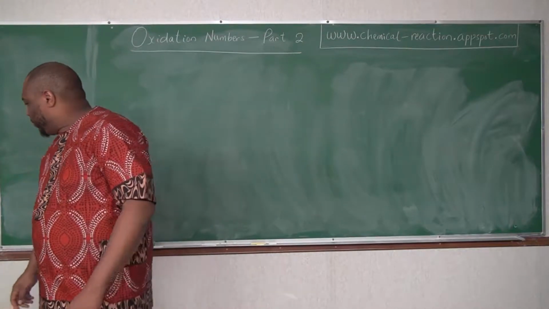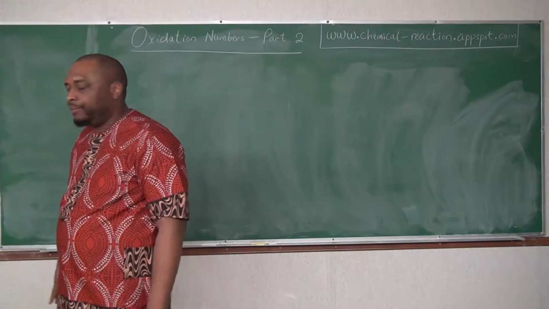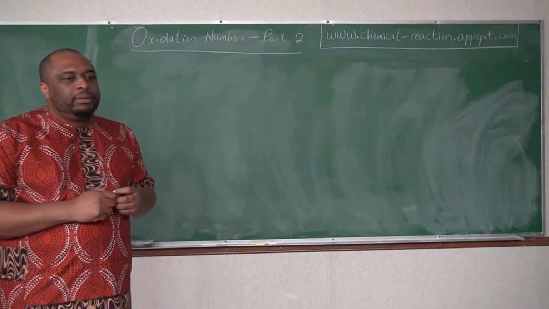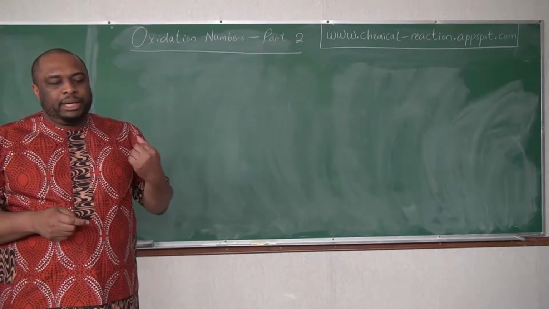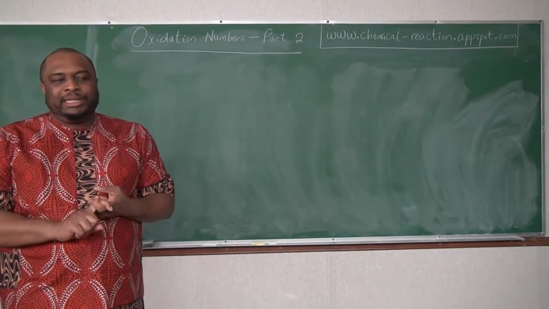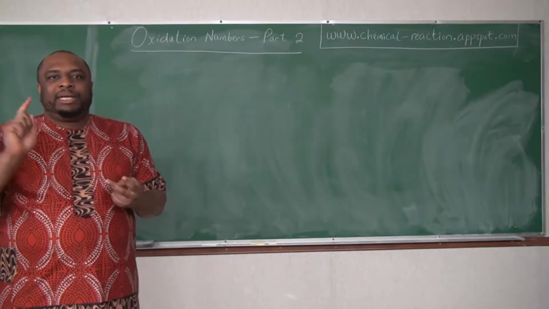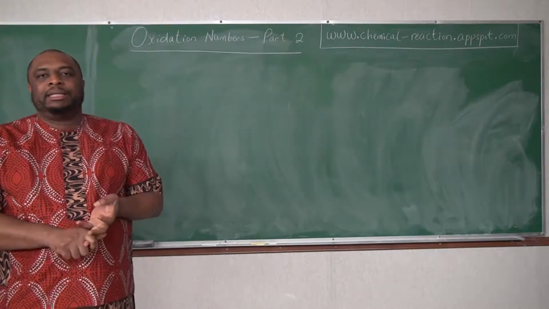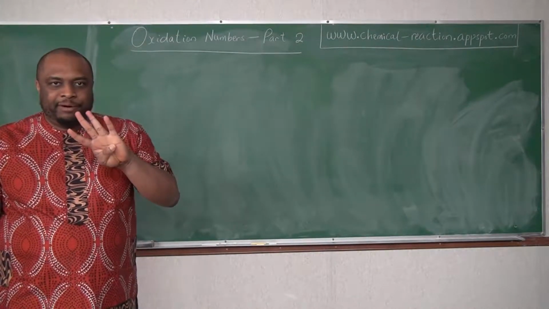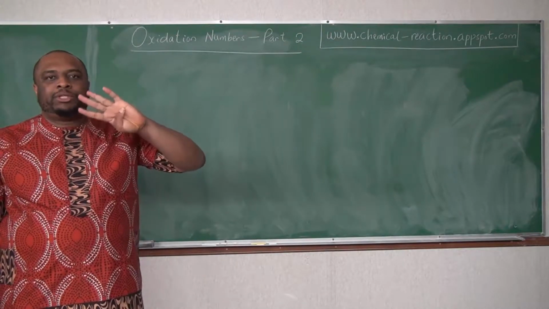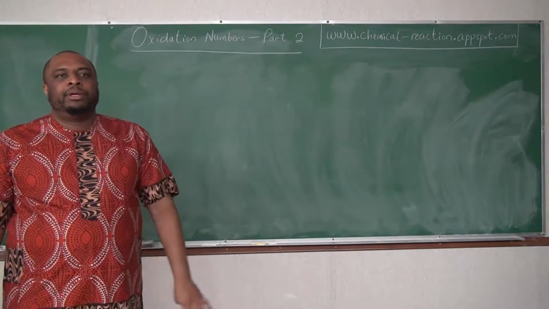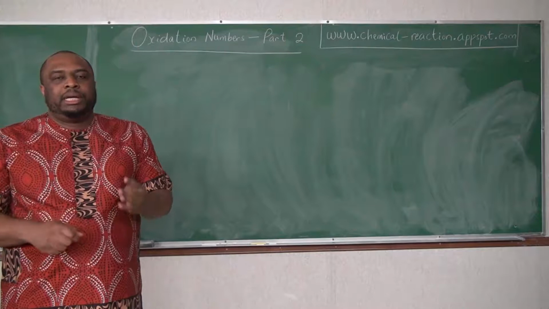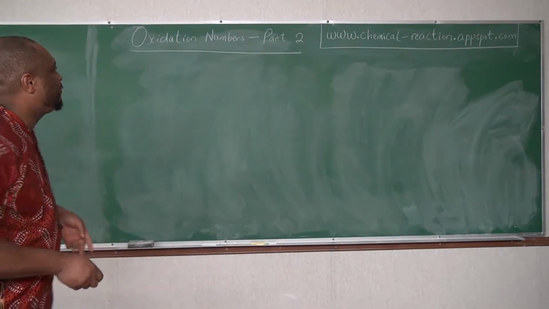So we're going to solve more problems. I have several questions here, and we will just do them and explain them. In the previous video, we did nitrogen 1 oxide, nitrogen 2 oxide, nitrogen 4 oxide, and then nitrogen 5 oxide. That was what we did in the previous video. So in this video we shall continue from that. Question 5.